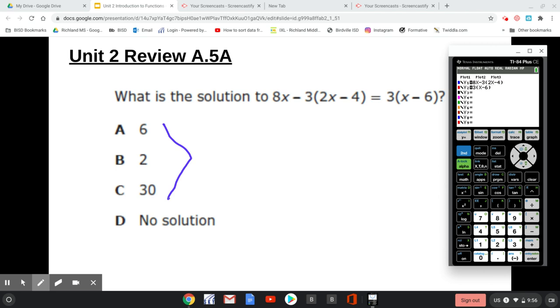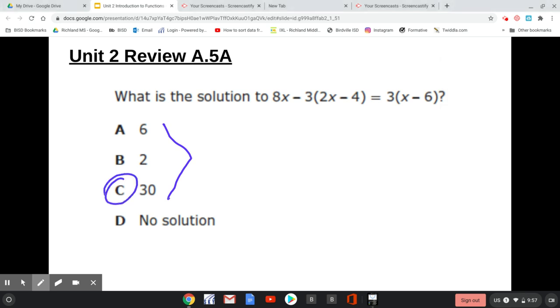Okay, I'm going to hit second table. And now I'm going to look for 6, and I can see that the numbers are 24 and 0, so that will not work. At 2, I see 16 and negative 12. And now let's go to 30. And I can see at 30, it's 72 and 72. So we know our answer is C.